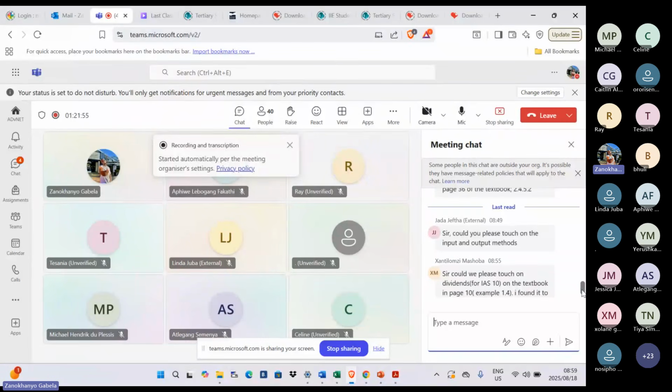The input and the output methods, I'm not sure what specifically you need from there. Could you send me in detail what you mean by the input and the output methods? Because they are explicitly defined terms in your textbook and also my slides, and also with the examples. So I'm just not sure if perhaps you had an example that confused you, and then we can talk about that. Can we touch on dividends for I-7 on page 10?